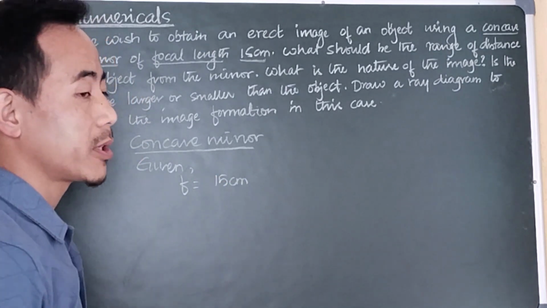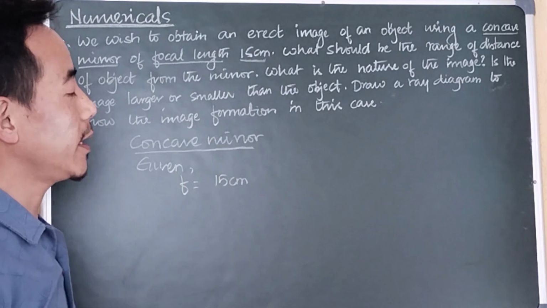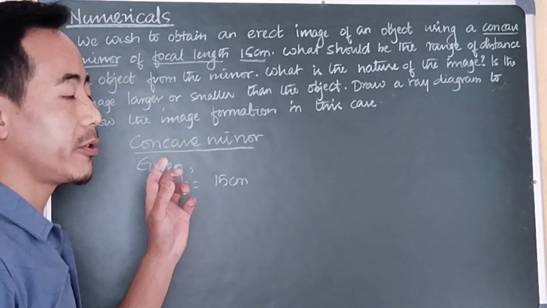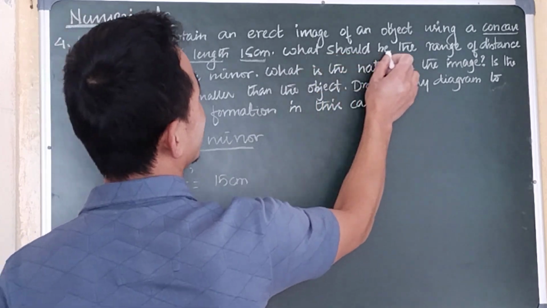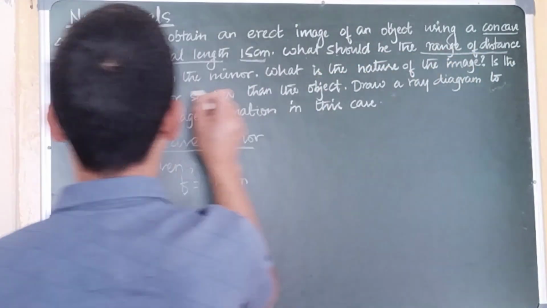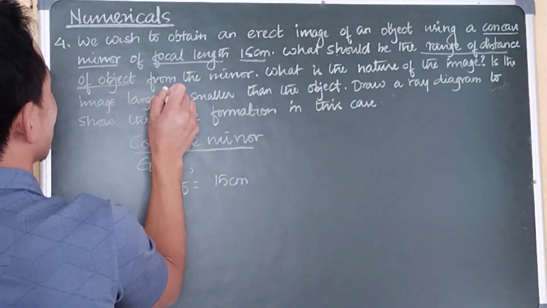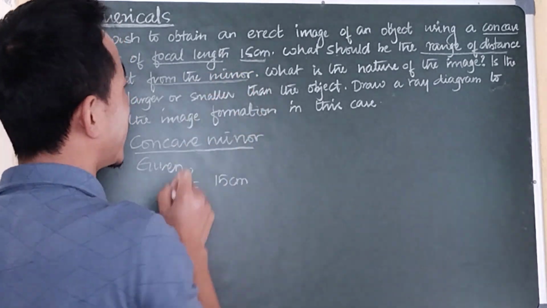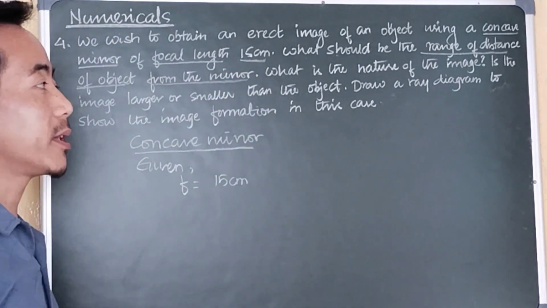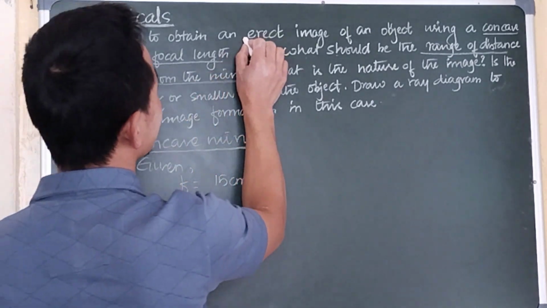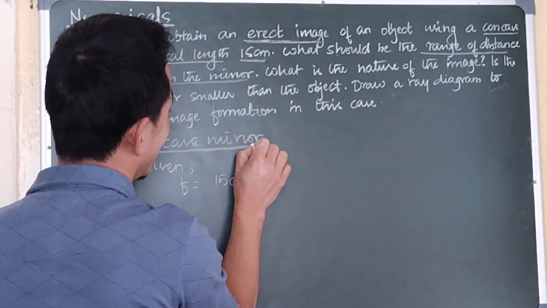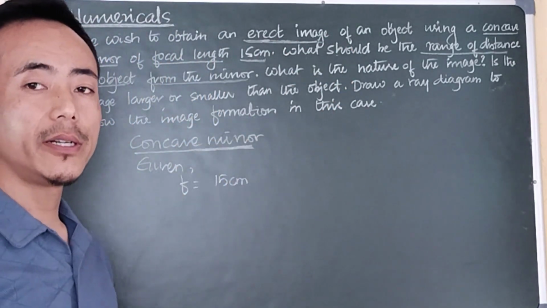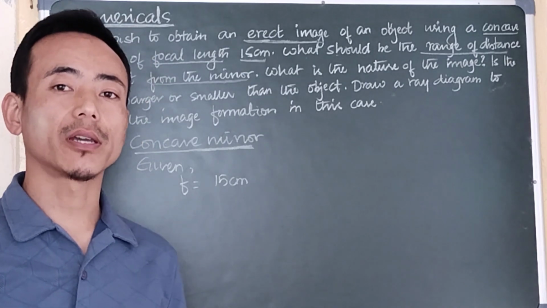Now read the question carefully. Here you don't need any calculation. If you know the concept, you can answer directly. So what you have to find out is what should be the range of distance of the object. That means where should an object be kept from the mirror, so that we can get an erect image using a concave mirror. I have already discussed this in the image formation by a concave mirror.